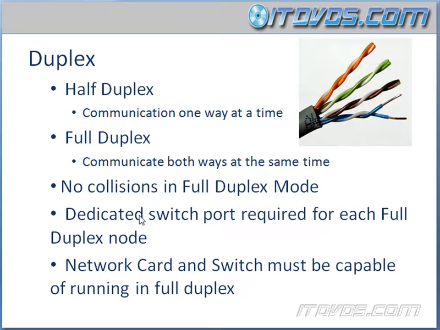So like a host to a switch port, or a switch to a switch, or a host to a router, or even a host to a host. As long as you don't have a hub involved, basically, then you can run in full duplex mode. So if we have hubs, we're going to be running at half duplex. And you can see here it says dedicated switch port required for each full duplex node. And a network card and switch must be capable of running in full duplex. And that's normally the case nowadays. But just know that not all networks technically can run full duplex, but realistically today, you're going to be hard-pressed to find one that can't.